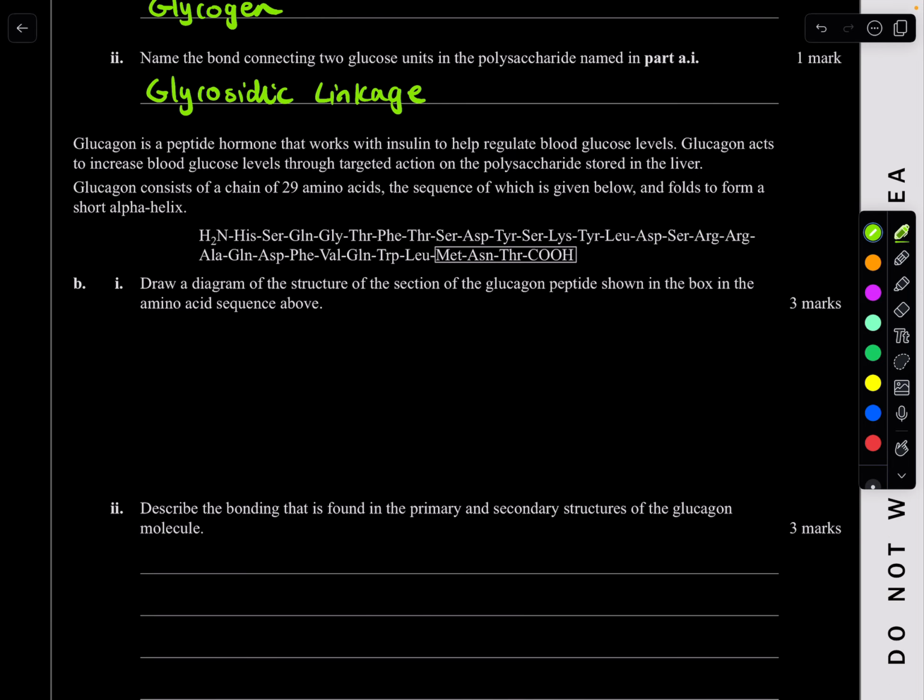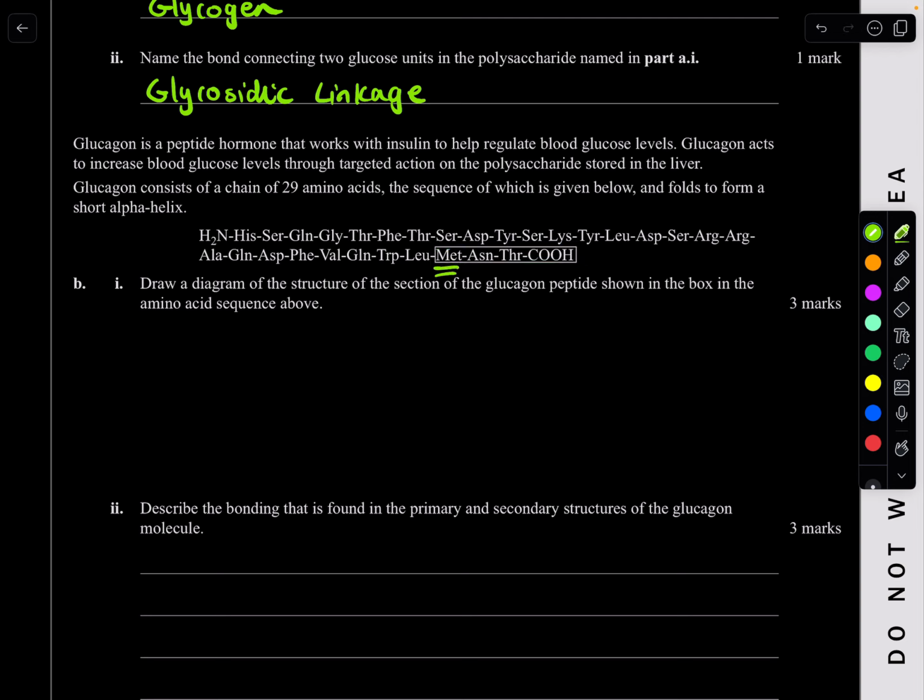Glucagon is a peptide hormone that works with insulin to help regulate blood glucose level. Glucagon acts to increase blood glucose levels through targeted action of the polysaccharide stored in the liver. Glucagon consists of chains of 29 amino acids, the sequence of which is given below, and folds to form a short alpha helix. Alright, we've been given a big chain here of 29 amino acids. Of course, we have the terminal amine group here and the carboxylic group. Draw a diagram of the structure of the section of the glucagon peptide shown in the box in the amino acid sequence. So we want to draw this part over here.